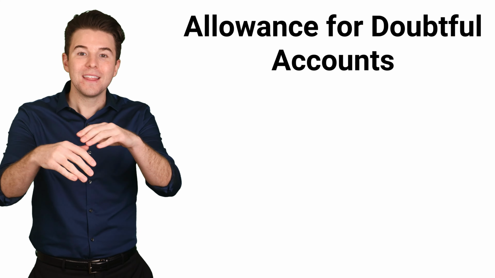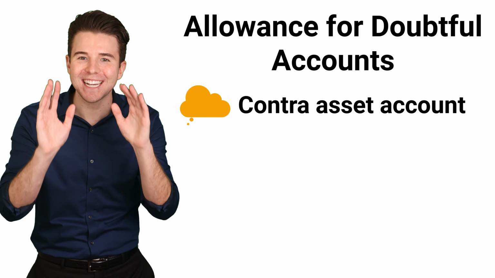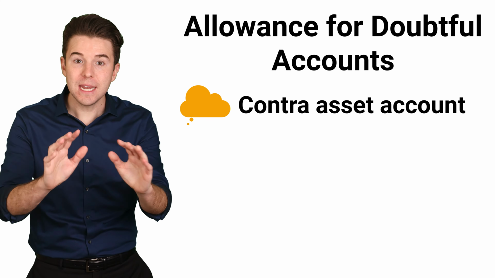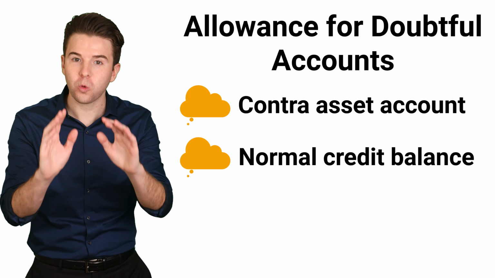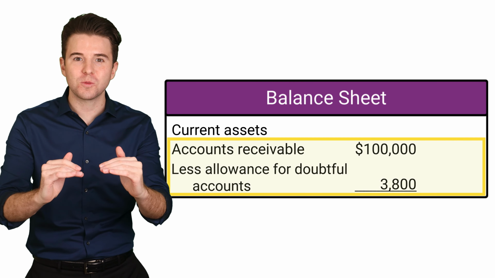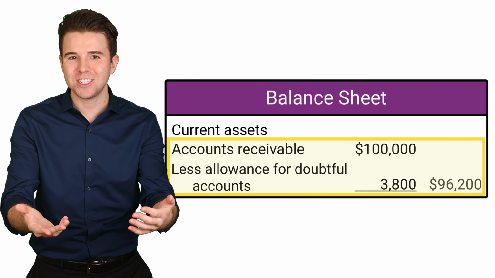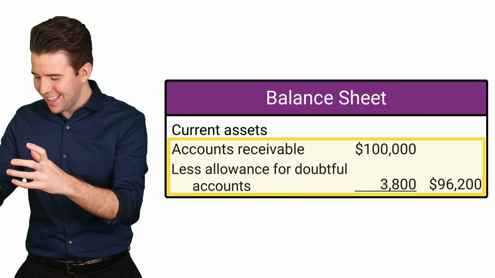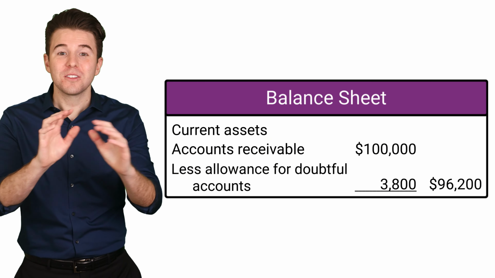If you remember, the allowance for doubtful accounts is a contra asset account, meaning it has a normal credit balance. Also, it reduces the accounts receivable account on the balance sheet. This can be a little bit confusing, so let me show you what I mean with an example.